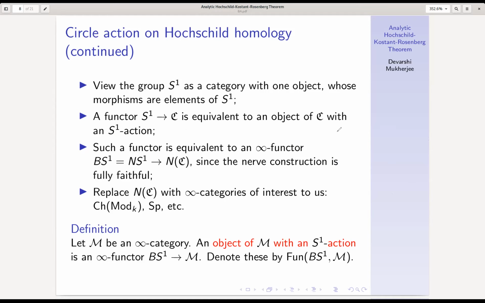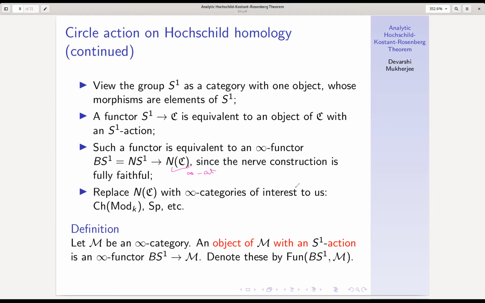Now, there is a certain construction called the nerve construction. You can apply the nerve to any category, and this gives you an infinity category. The nerve construction is fully faithful. So if you have a functor from S1 to any category, you can apply the nerve, and this gives you an infinity functor, which for now is just a morphism of simplicial sets from the nerve of S1 to the nerve of C. The only thing that we note here is that this is some infinity category.